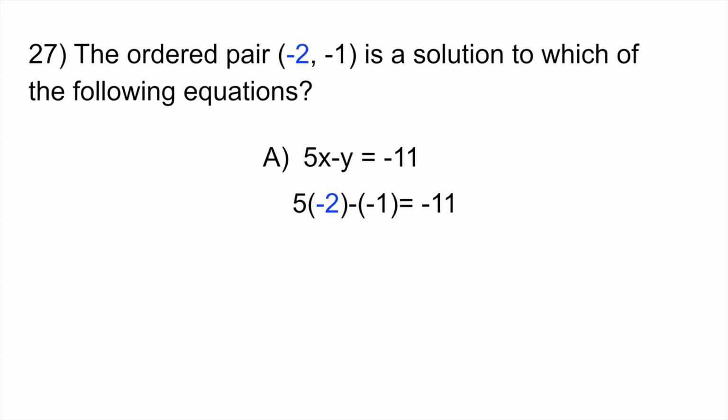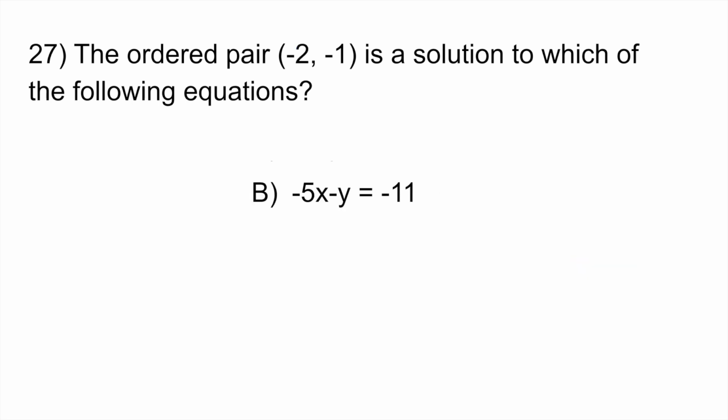So 5 multiplied by -2 minus -1 is equal to -11. Okay, so remember that 5 times -2 would give you -10. And remember that when you have a negative number and another negative number, that becomes positive. So in this case, you get -10 plus 1. Is that equal to -11? Absolutely not, right? What you end up with is -9 is equal to -11, which is incorrect.